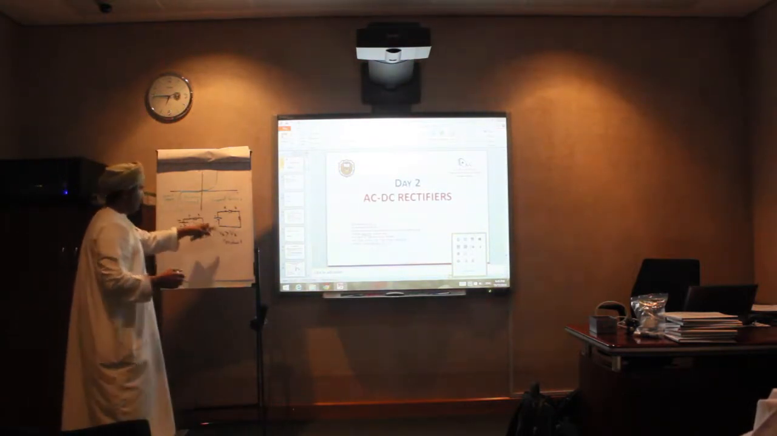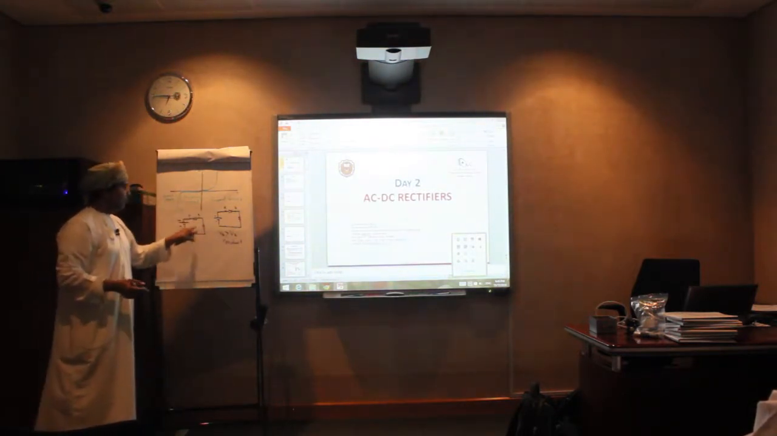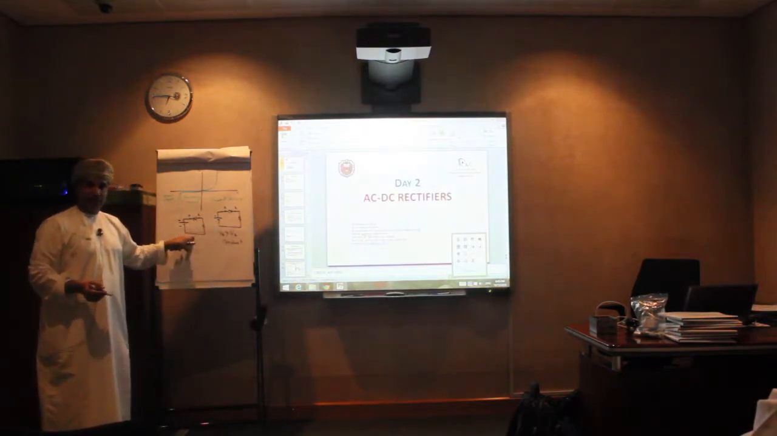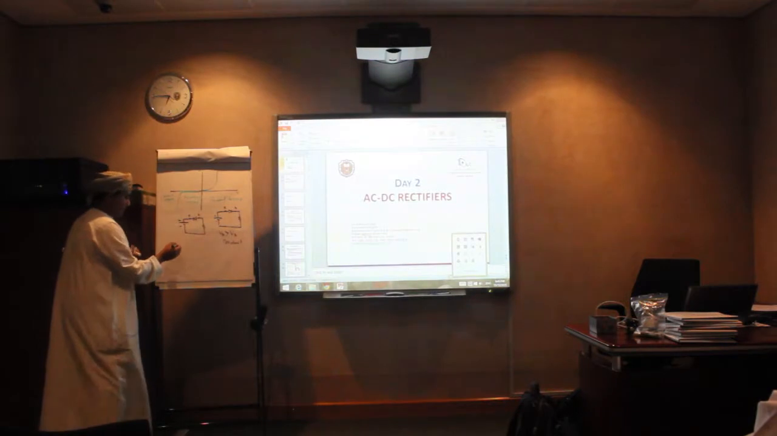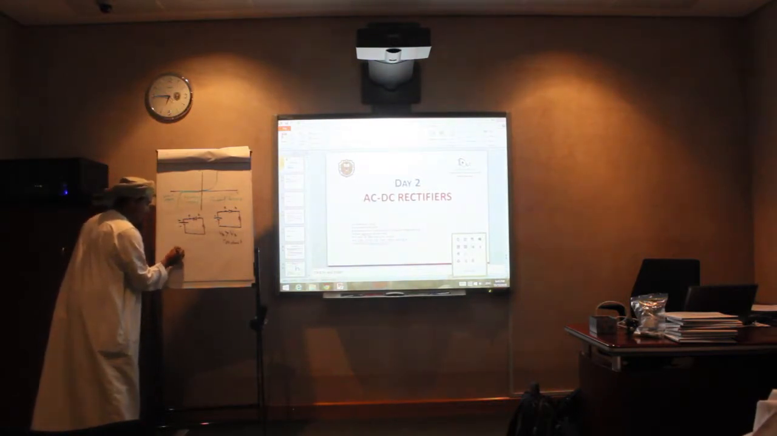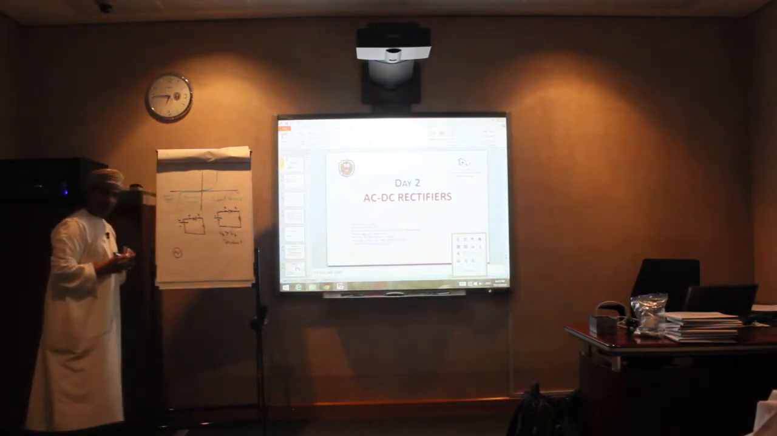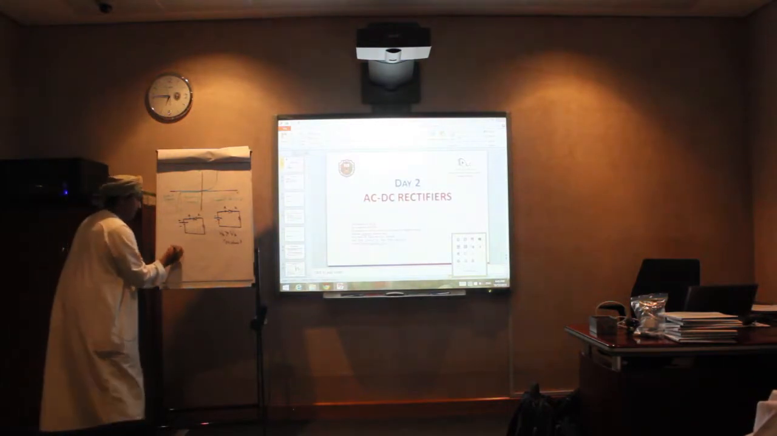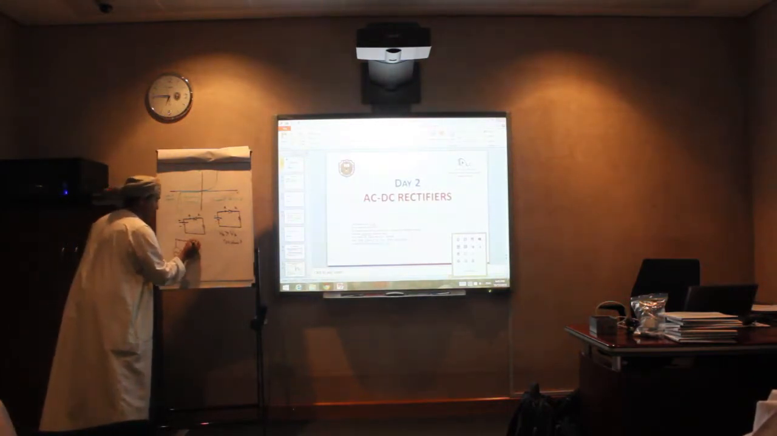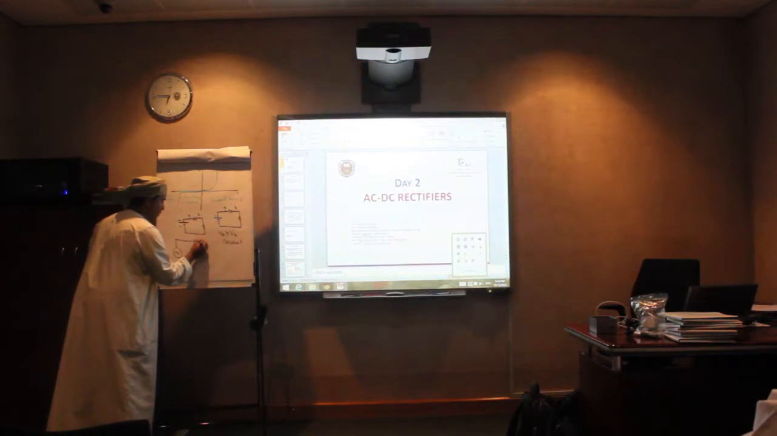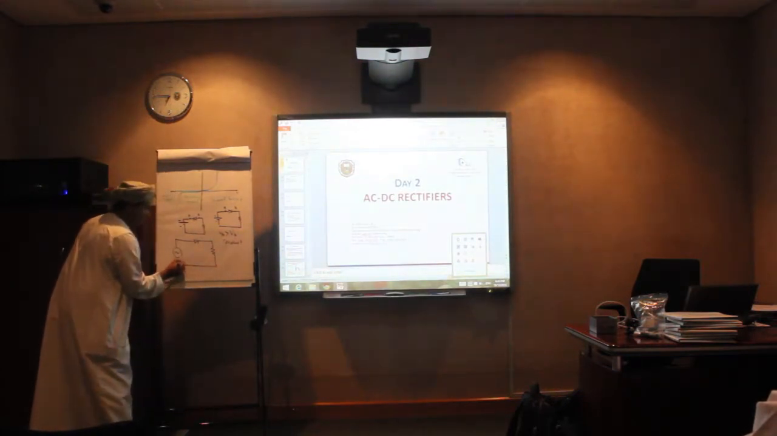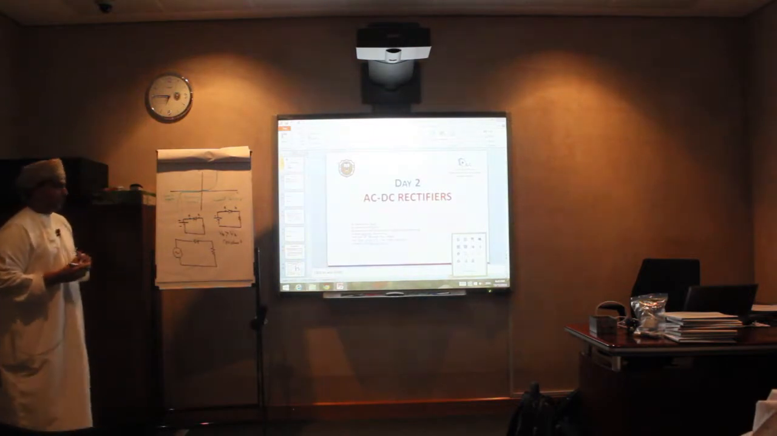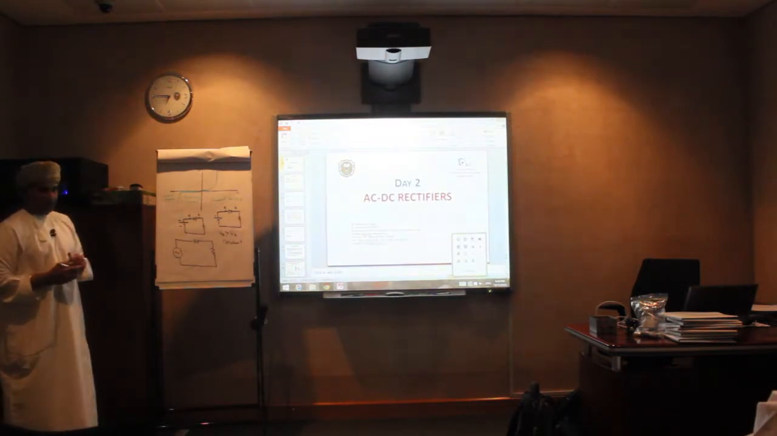So this is an example. Now, if I apply this to an AC source, instead of DC like this, an AC source that alternates like that, and then I connect the diode like this, and then connect the circuit like this. So this is my circuit.